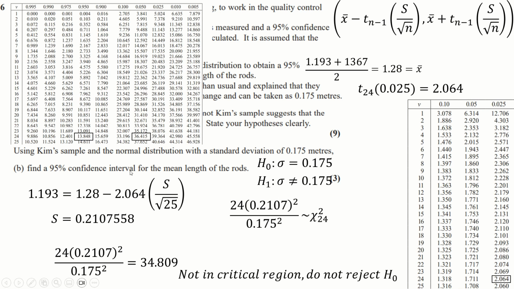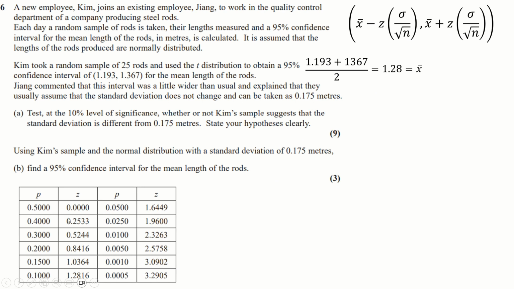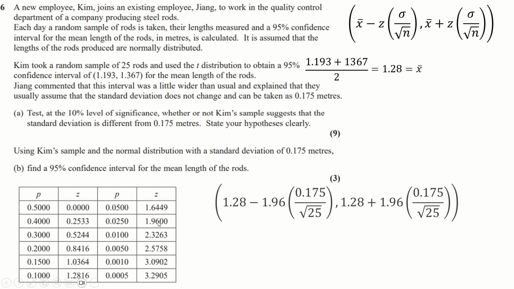Then it says find the 95% confidence interval for the mean length of the rods. Well, now that we know the standard deviation is 0.175, we can just use the first formula you learned for confidence intervals, because we're assuming this is the correct standard deviation now. So we can just use this in here. And you can actually just remember that the Z value is 1.96 if you want to. We're now doing a normal distribution thing. Otherwise, just look in the normal distribution table, and for a probability of, well, again, it's two-tailed, isn't it? So probability of 0.025, we get 1.96, this one here.